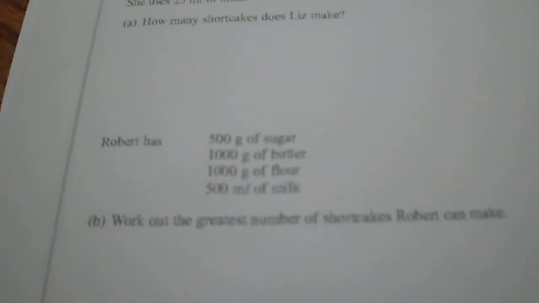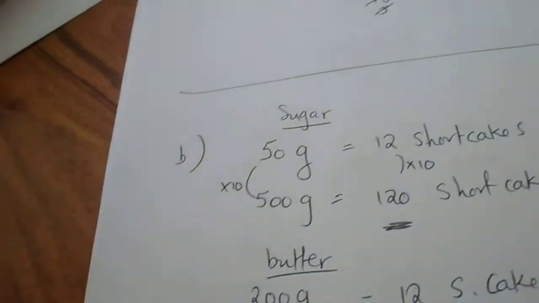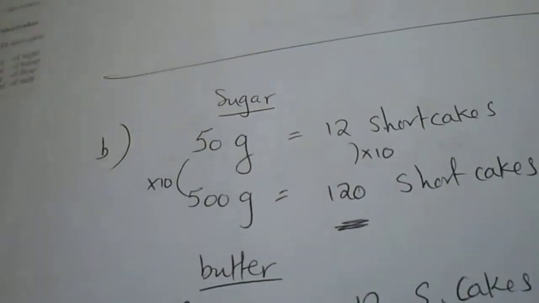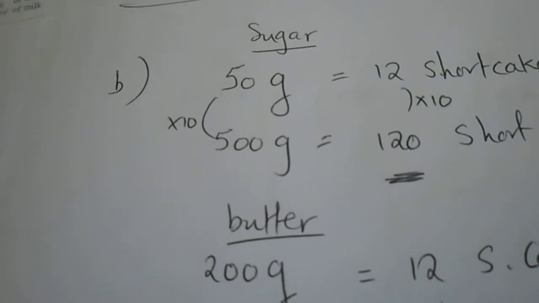Now the next part of the question says that Robert has 500 grams of sugar, 1000 grams of butter, 1000 grams of flour, 50 milliliters of milk. Work out the greatest number of shortcakes Robert can make. So to attempt this question, the method I'm going to use is the ratio method, because I can already notice that all of the numbers are multiples of the original ones there.